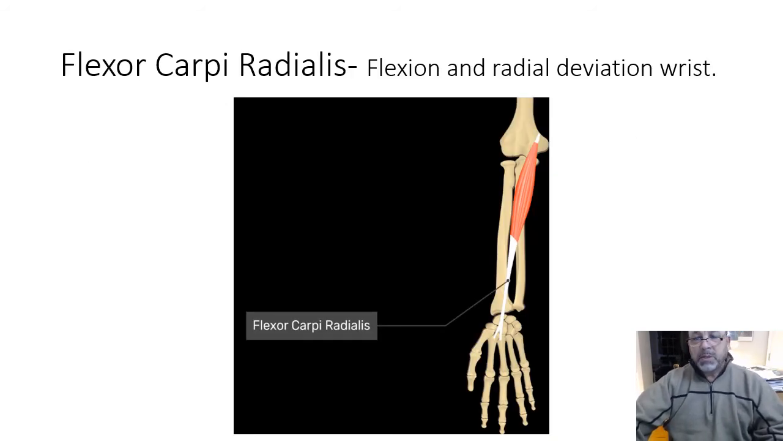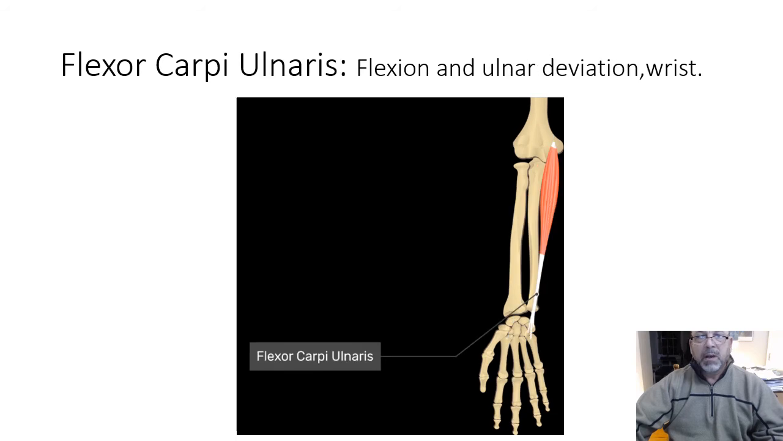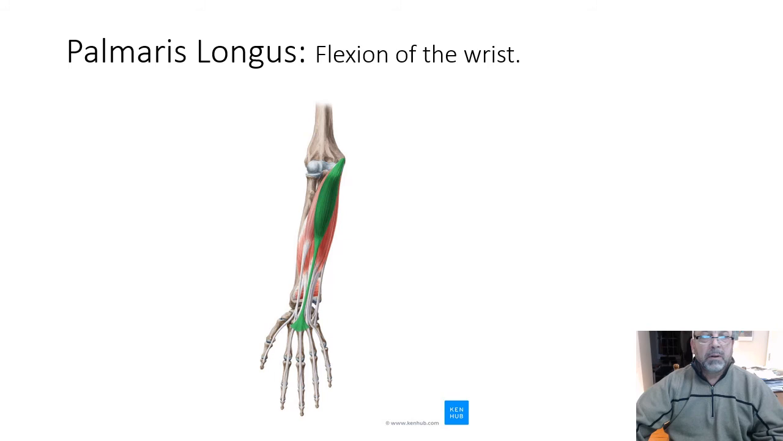Okay, so here's an image of the flexor carpi radialis, and you see it coming all the way down on the flexor side from the medial epicondyle to the radial side of the carpals. And here's an image of the flexor carpi ulnaris, and it does both flexion and ulnar deviation of the wrist. Now, the flexor carpi radialis also does radial deviation, even though it wasn't written there. I just noticed it wasn't written there. The palmaris longus simply does flexion of the wrist.